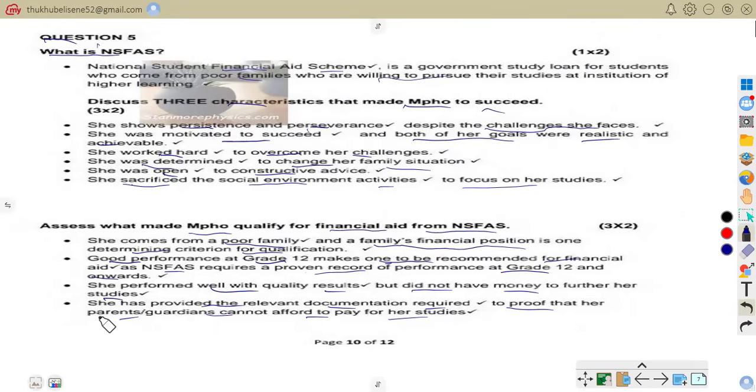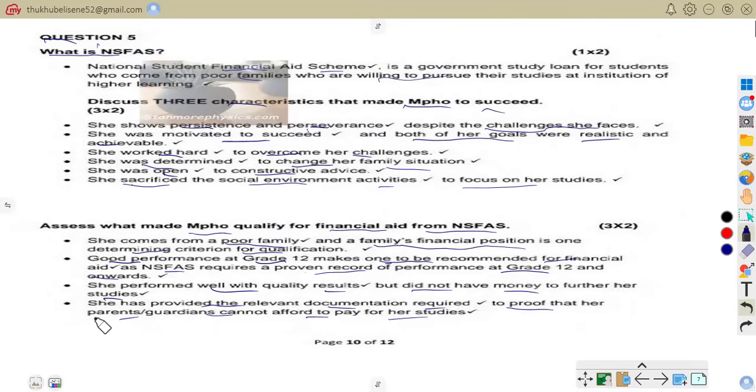So the other funding beside NSFAS, we can talk of bursaries. Bursaries are financial awards given to deserving students. They usually do not need repayment. For example, a mining company paying for students to study engineering. We can talk of study loans, whereby money is borrowed from a bank or institution that must be repaid later. For example, a student loan from a bank for university fees.